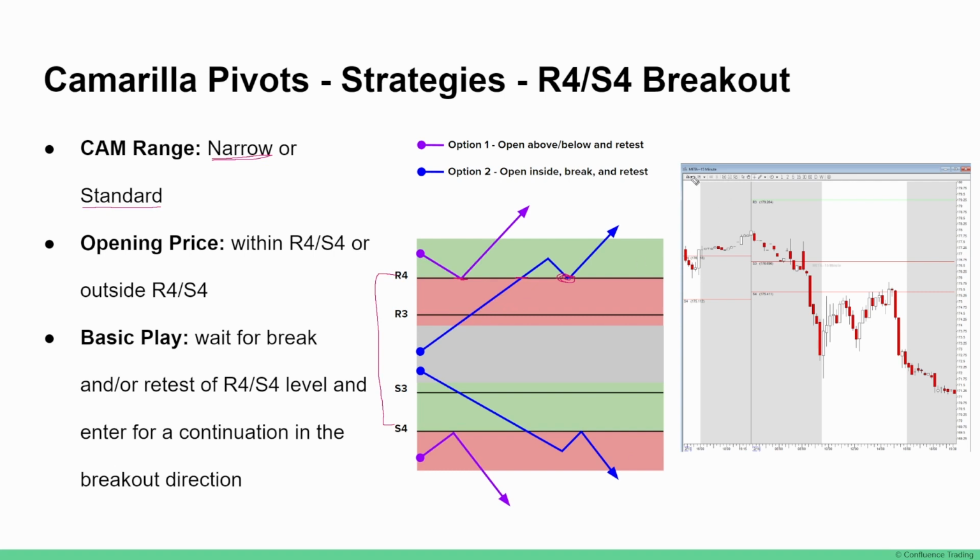Here's an example of that on Meta. This is a 15-minute chart. You can see that price broke down in the pre-market here and then came back up, retested S4, and then continued to fail down for the entire rest of the day. So that's the R4, S4 breakout.